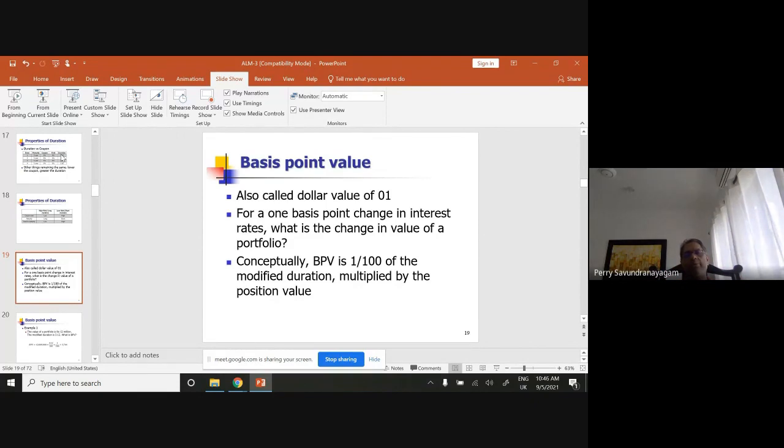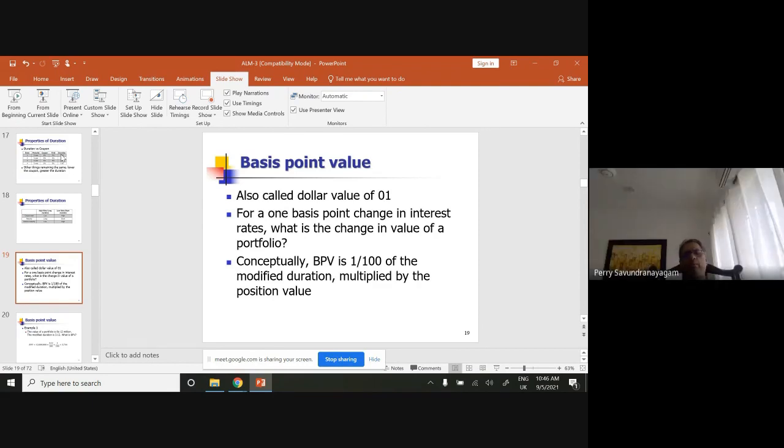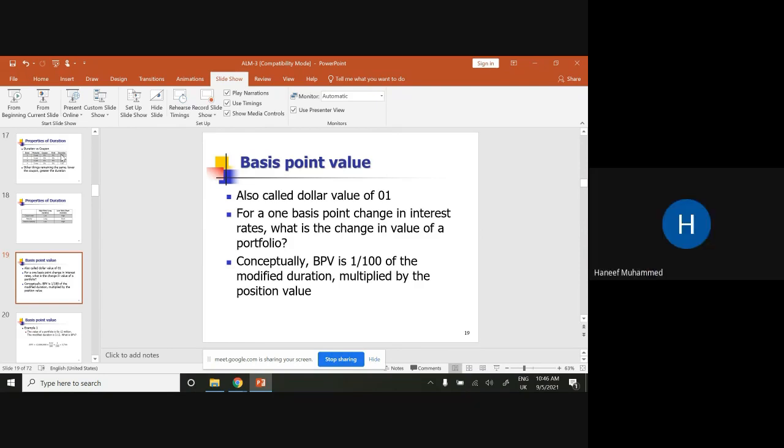Why are we looking at that? What are we trying to measure? Modified duration. No, leave all that aside. If I ask you what my DV1 value is, what am I trying to get out of it? Percentage in price. Percentage change in price.